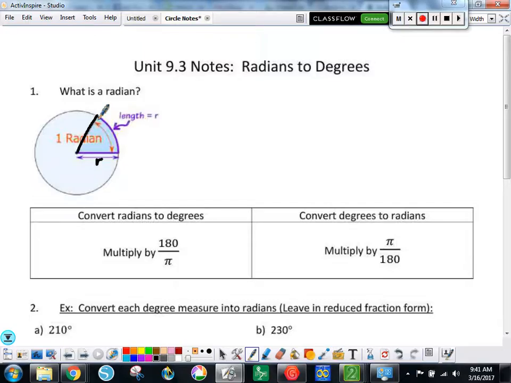A radian is the angle. If this length is the same as the radius, so 5 or whatever, then this angle is 1 radian. That's what it's defined as. Does that make sense? So it's 1 radian when the arc length, we did that last time, is the same length as the radius.